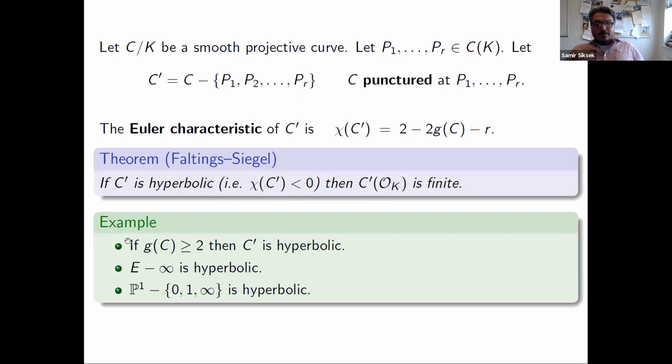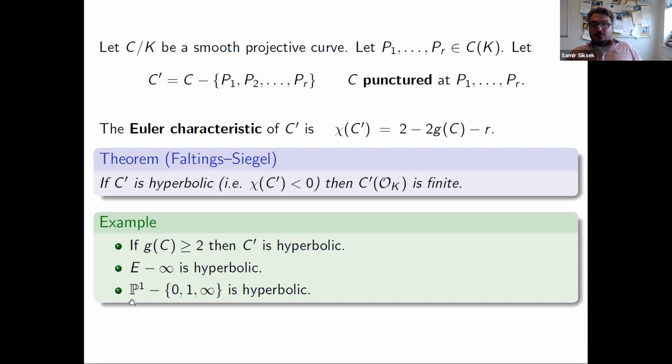Of course, if the genus of the underlying complete curve is at least 2, then C dashed is going to be hyperbolic, and this is just Faltings' theorem. But there are other cases. For example, if you start off with an elliptic curve and you remove a point, for example the point at infinity, then the curve is hyperbolic, and the finiteness of the integral points is a theorem of Siegel.